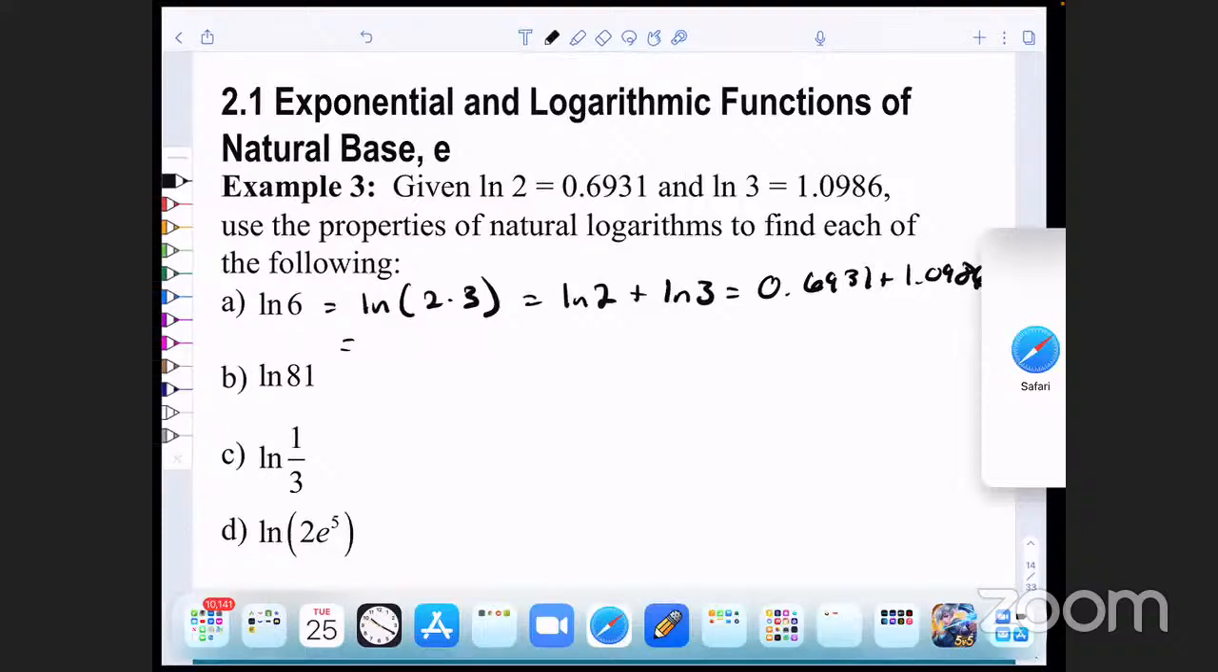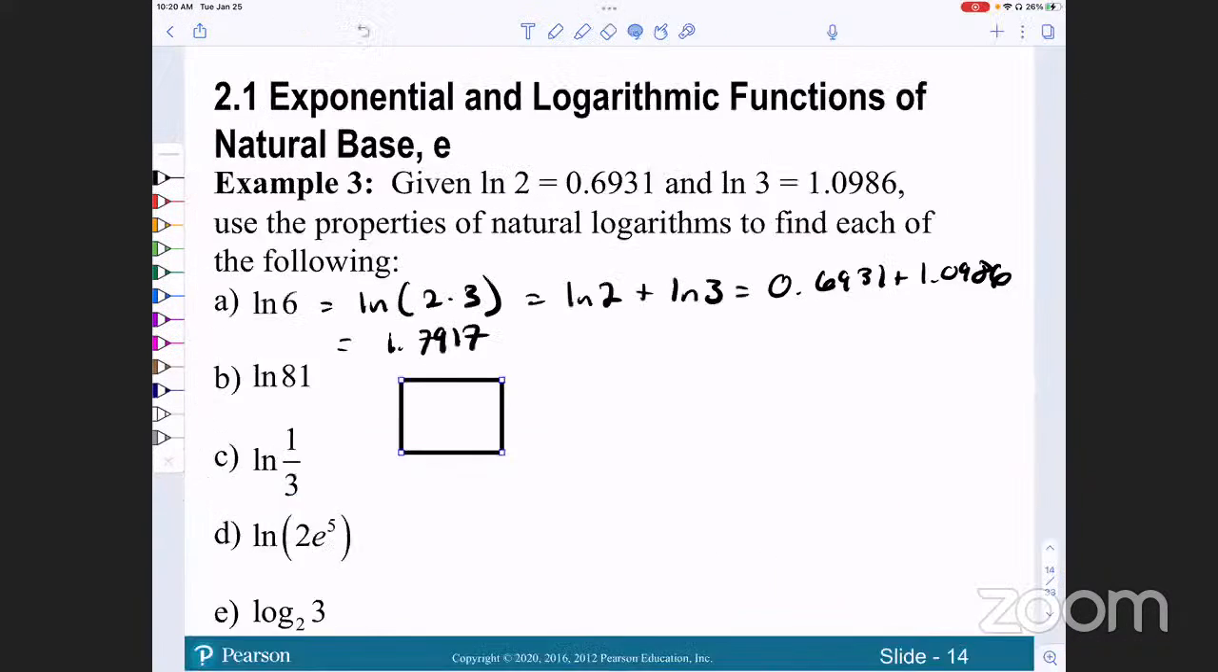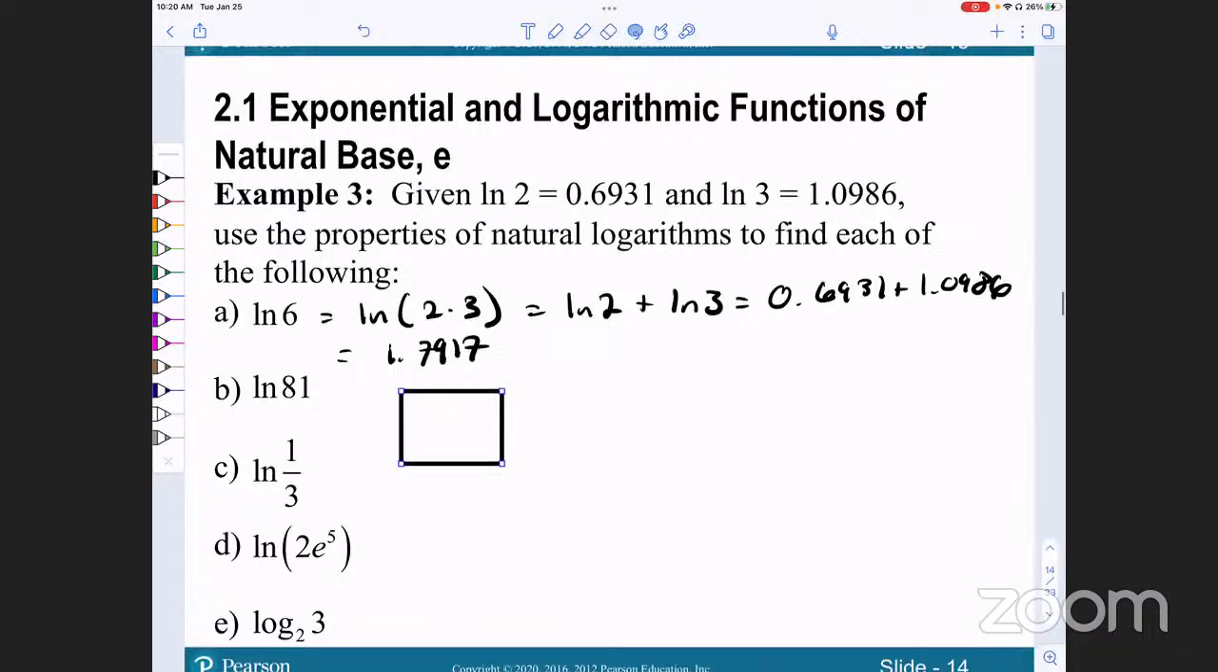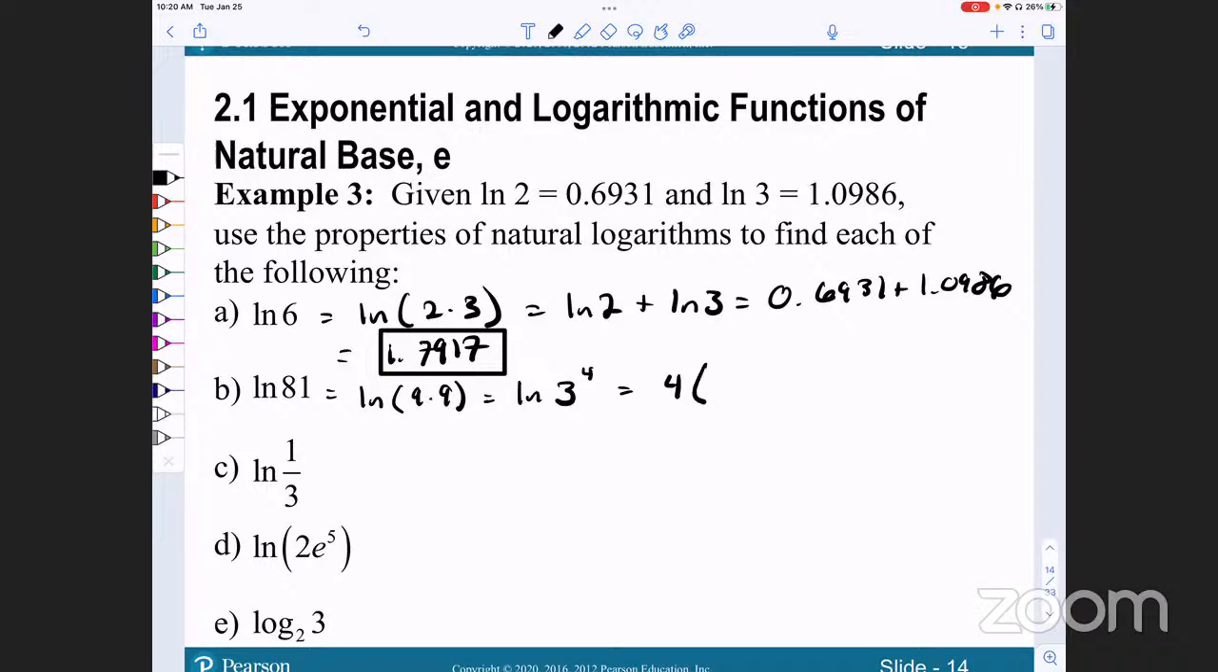That's 1.0986. Is what? 9 times 9? So as the log of the log of 3 to the power of 4. Well, this is going to be 4, but we already said the natural log of 3. So it's 4 times the natural log of 3. So this gives us 1.0986.